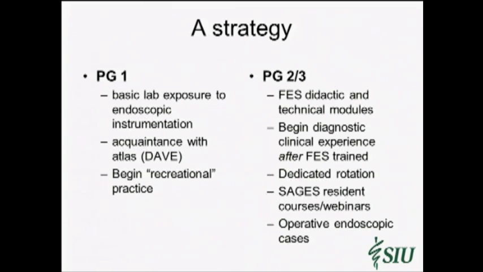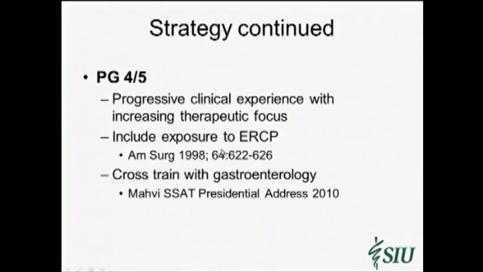A great place for them to start doing that is in the operating room with operative endoscopies that are part of so many of the procedures we do nowadays. There's also some wonderful resident courses and webinars that are available at very low cost, or in some cases entirely paid for, that SAGES offers, and many of you are aware of. And maybe also a dedicated rotation can help them get a clustered experience as they start to develop their skill. And then in their 4th and 5th years, begin to focus more and more on therapeutic events, even ERCP.